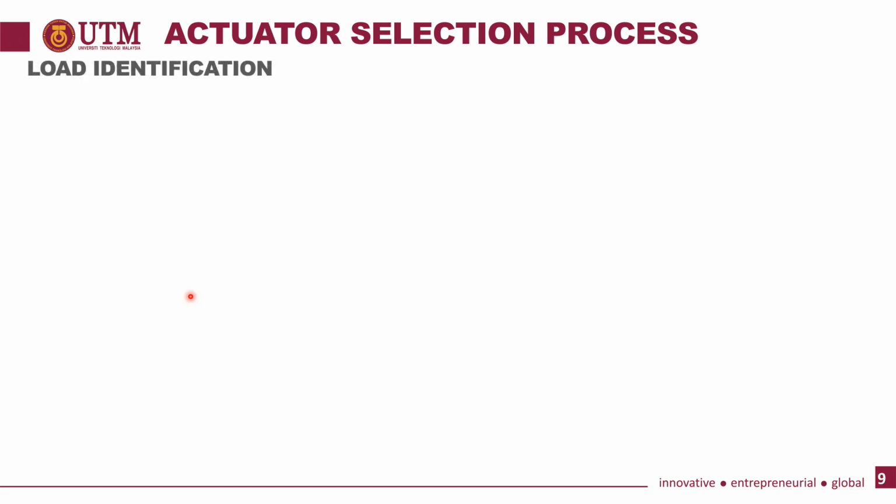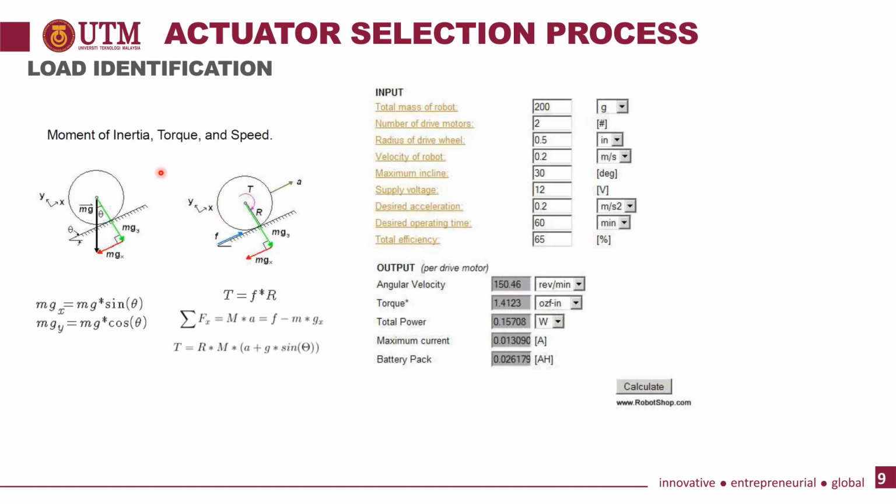Alright, next is load identification, the first part of your system. This is an example of a wheel of a mobile robot, which we put on an inclined surface. On this inclined surface, we have two forces, the force in the y-axis and the force in the x-axis. The force in the y-axis is balanced by the force mg here, and the only force that will make the robot move is in the x-axis.